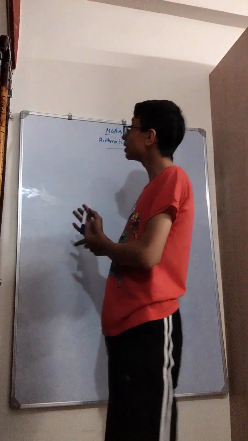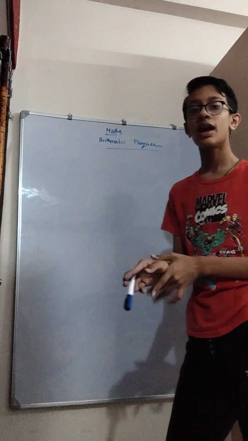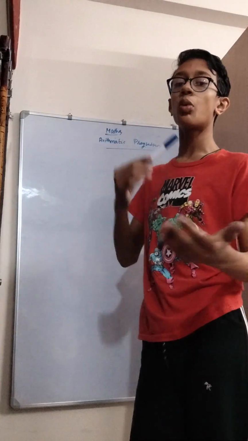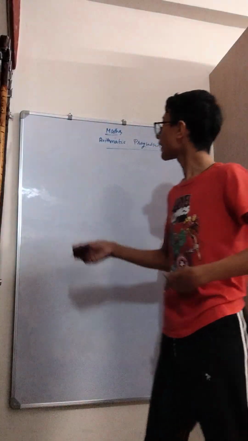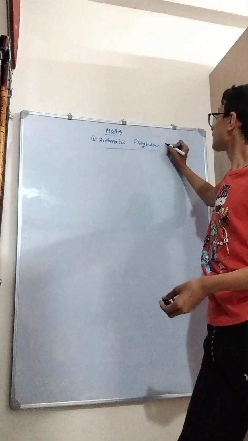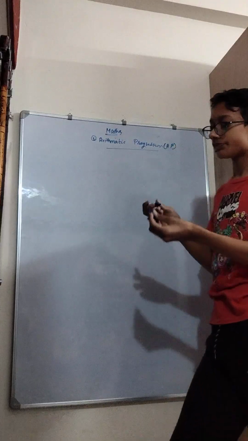Today we are going to learn arithmetic progression. In the last video we covered the definition of series, the definition of sequences, and the five types of progressions we are going to learn. Now we are going to learn the first type, AP, arithmetic progression.